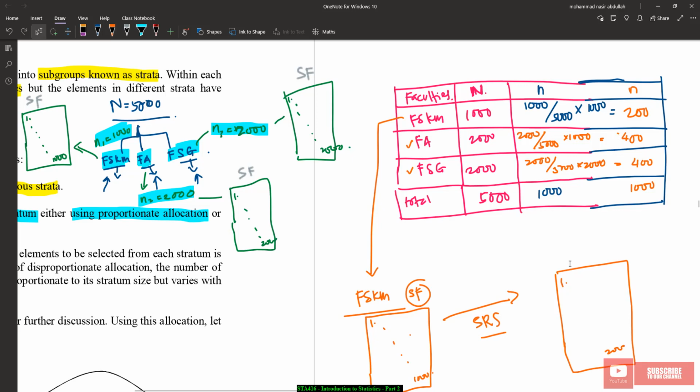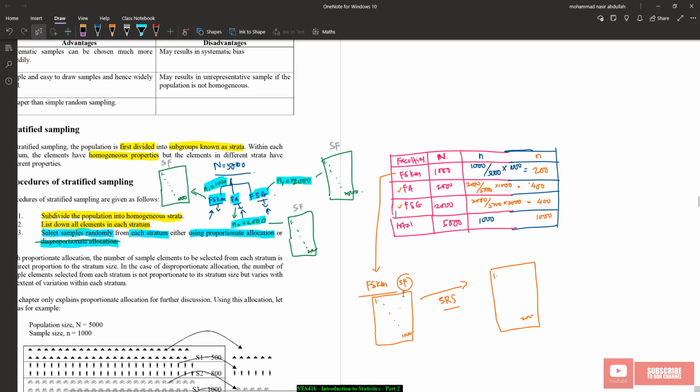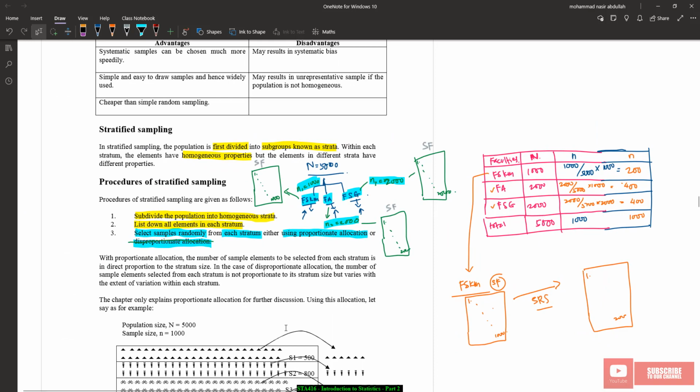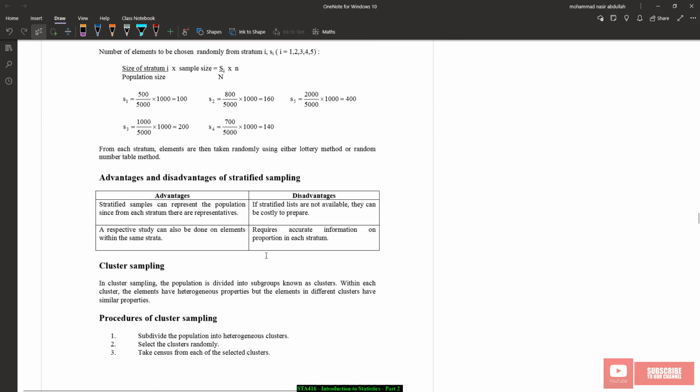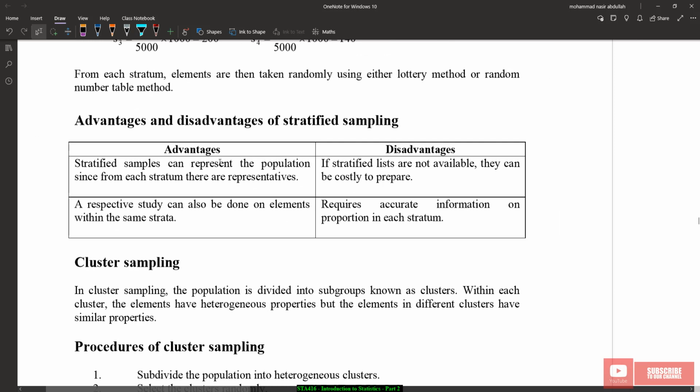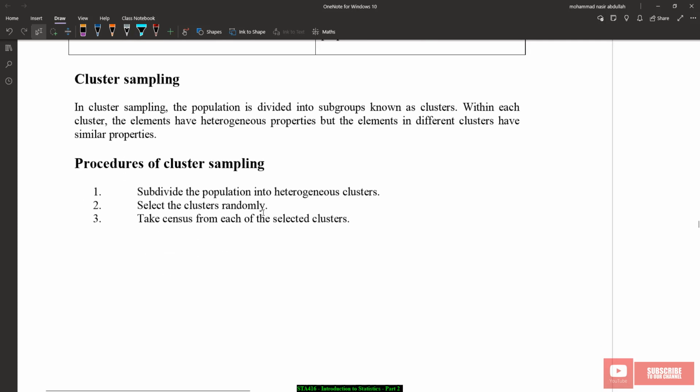Can you understand? Okay? Alright, good. So once you understand, then it should be very good. So I can skip this one and go straight to advantage and disadvantage. Advantage and disadvantage you can read by yourself. Advantage: it represents a population since each stratum is representative. So it can also be done on elements within the same strata. Disadvantage is the list of strata may not be available. They can be costly to prepare. Right? They require accurate information on the proportion of each stratum, right?